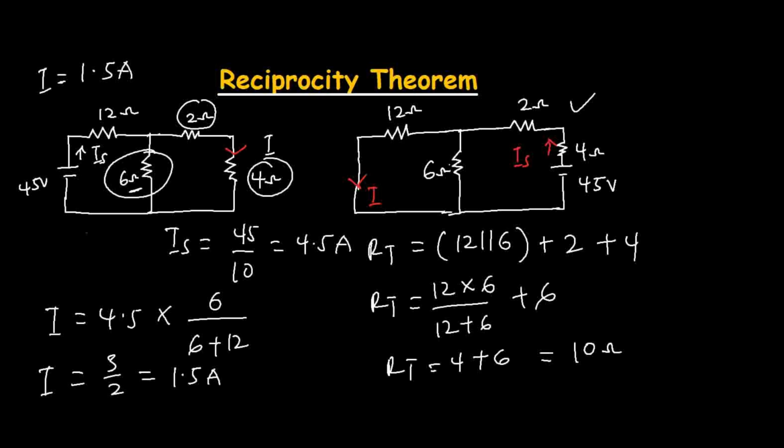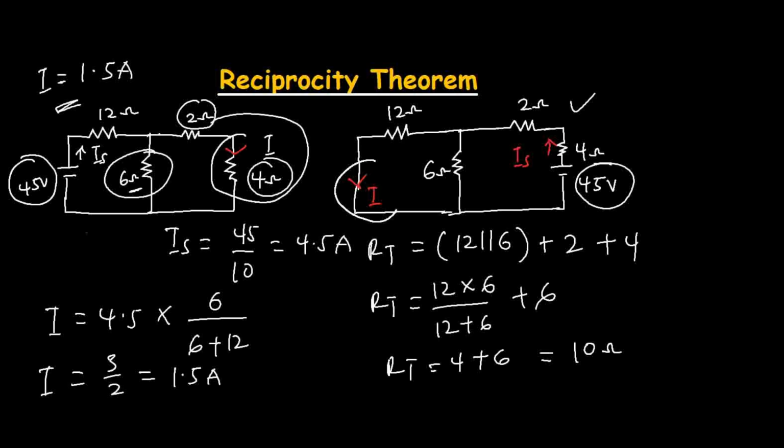So for this circuit here, you have the 45 volts here, and then you have the current in this branch here, and you got 1.5. Then here also we interchange their positions. So you have the 45 volts here, and then you have the current source here, but you still got I to be 1.5. So what that means is that even if you reciprocate the positions of the voltage source and the current, we still get the same value for the current. So that's what the reciprocity theorem says.